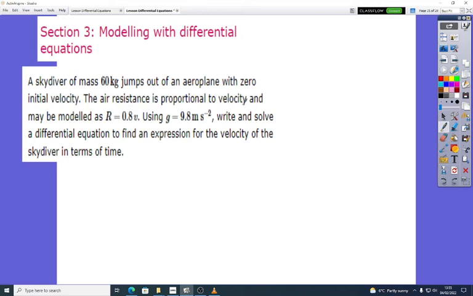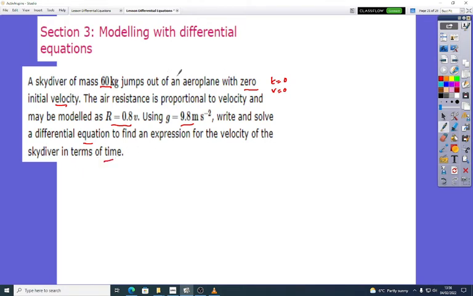Okay, so let's have a quick read of this question. Skydiver, so the mass is 60, jumps out of airplane, 0 initial velocity. So we know that when t equals 0, v is 0, and the air resistance is proportional to the velocity, maybe model like that. There's the air resistance, gravitational pull. Write down a differential equation and find the equation of the velocity of the skydiver in terms of time.